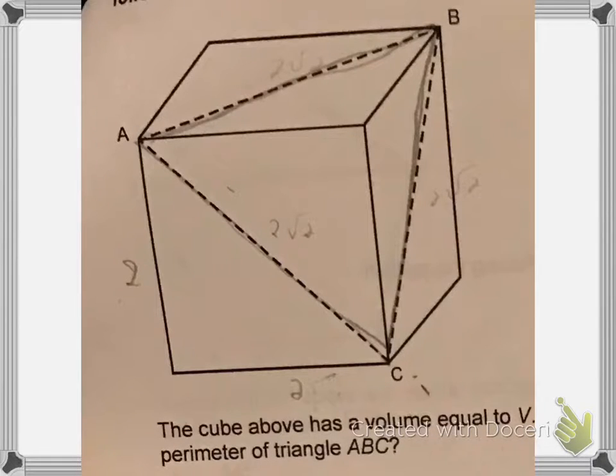Okay, so first you read the problem. It says the cube above has a volume equal to V. So you know that you're going to be needing the formula for the volume. So volume equals S cubed. Okay?